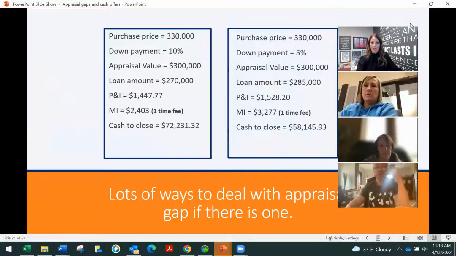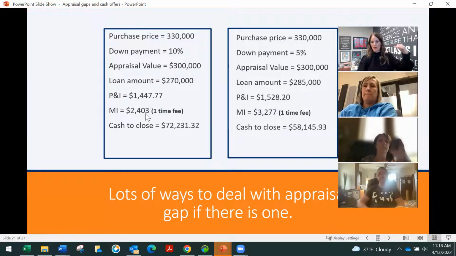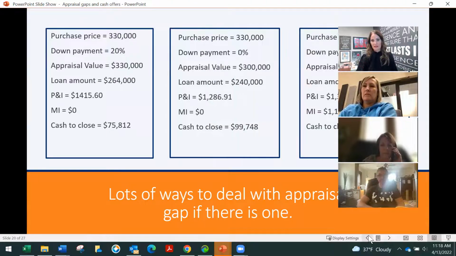So at 330, what if I did 10% down? Now I can do that loan, P&I. Now my one-time mortgage insurance payment goes a little bit higher because again, that one-time mortgage insurance payment is tiered based on the loan to value. But now look at this. Their cash to close is less than if they had a full appraisal. And I'm covering that single pay.